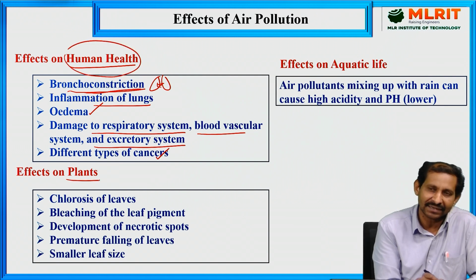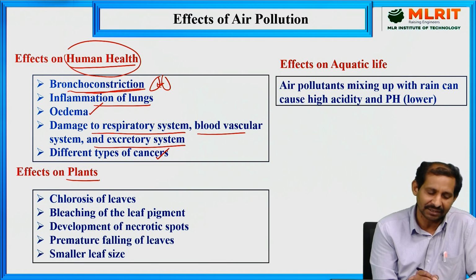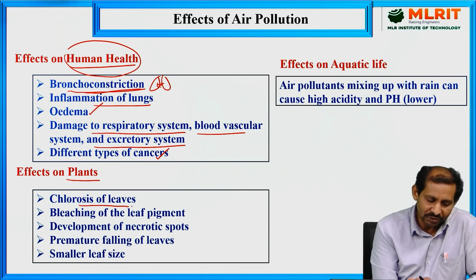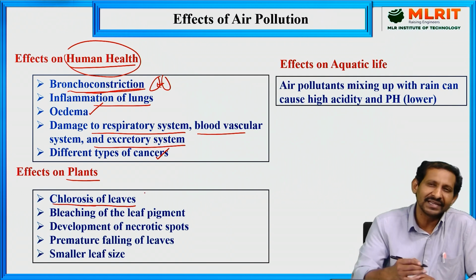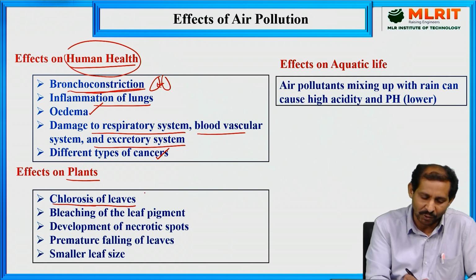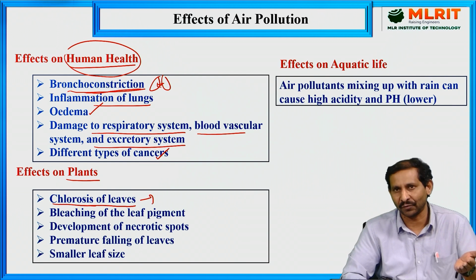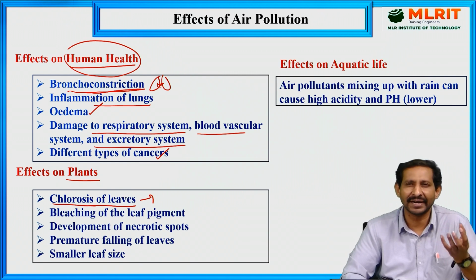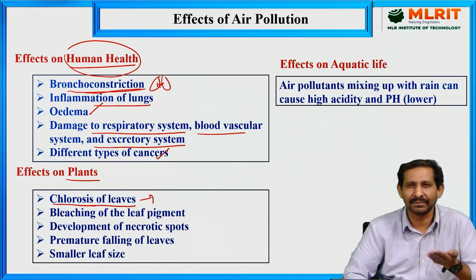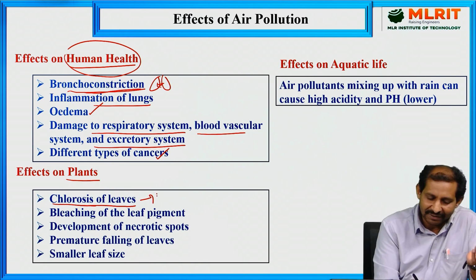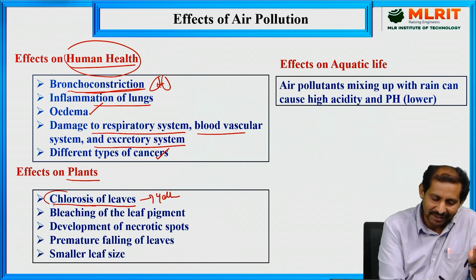Effects on plants. What are the major effects on plants? The first one is chlorosis of the leaves. When the air is more polluted in a place, the leaves are converted to a yellow color, because of a lack of chlorophyll. The chlorophyll content becomes very low when more pollutants settle on the surface of the leaves, and they turn yellow. That is called chlorosis.